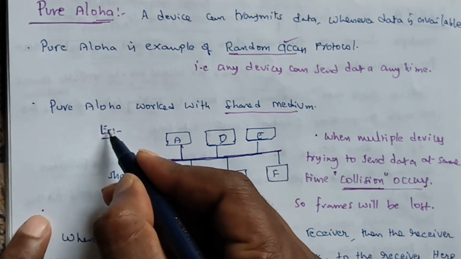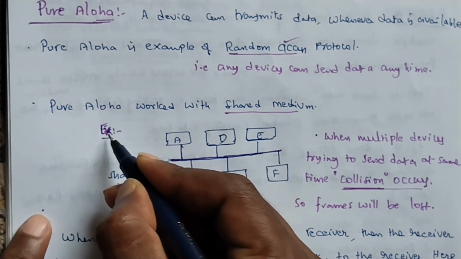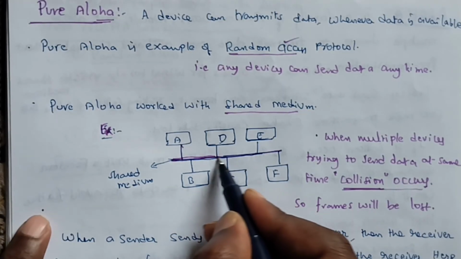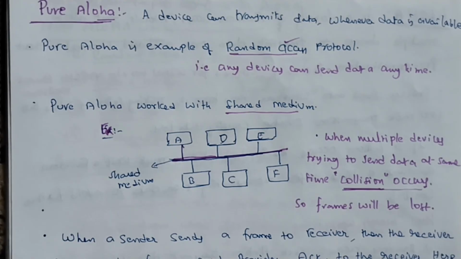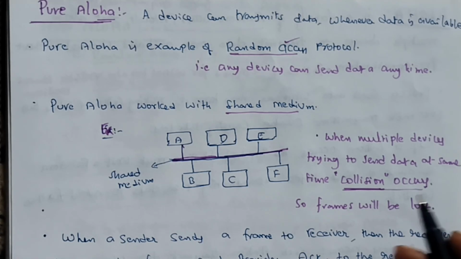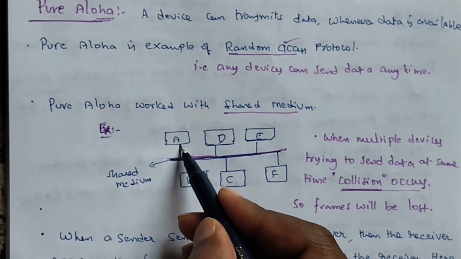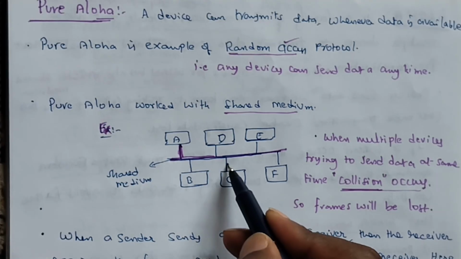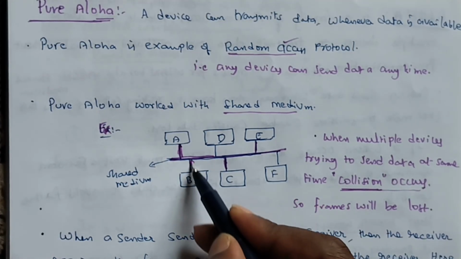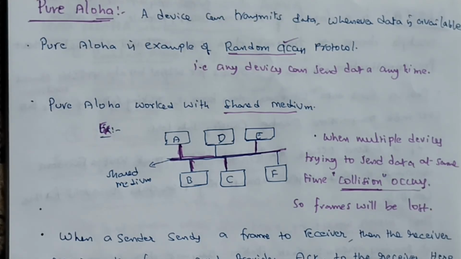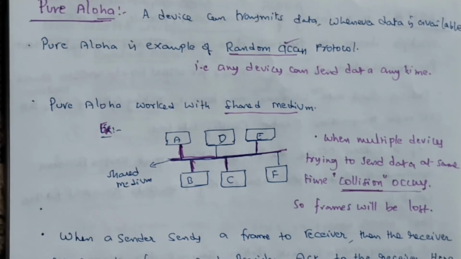For example, a shared medium on a single backbone network contains multiple devices. When multiple devices try to send the data at the same time, a collision will occur. When the first system wants to send data to C, as well as the E system wants to send data to B, at that time the data will collide here.